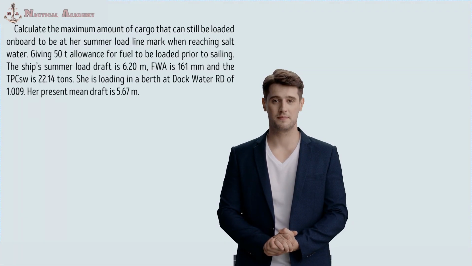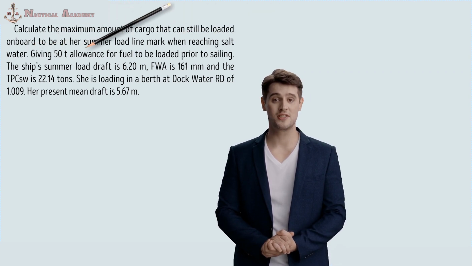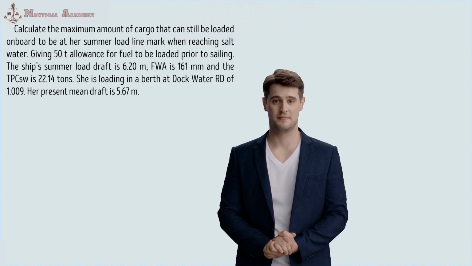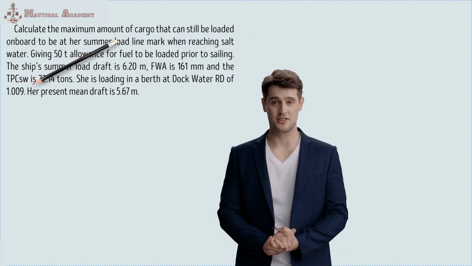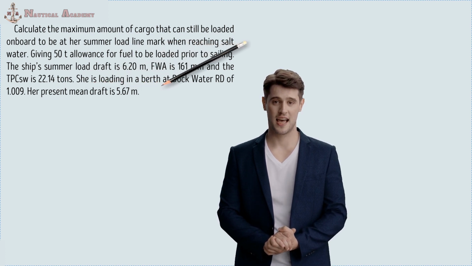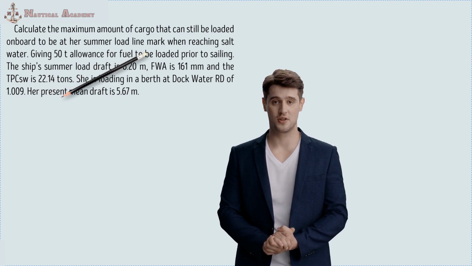Let us solve this problem. Calculate the maximum amount of cargo that can still be loaded onboard to be at the summer load line mark when reaching salt water. Giving 50 tons allowance for fuel to be loaded prior to sailing. The ship's summer load draft is 6.20 meters. The freshwater allowance is 161 millimeters. The TPC in salt water is 22.14 tons. She is loading in a berth at dock water relative density of 1.009. Her present draft is 5.67 meters.